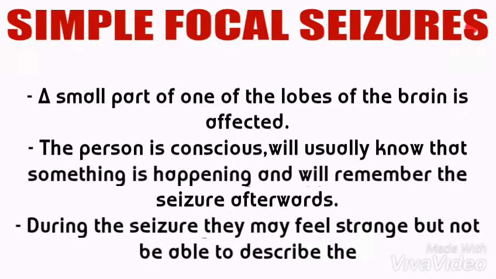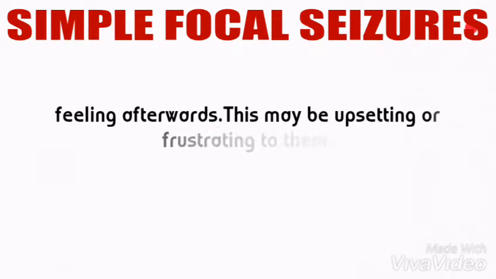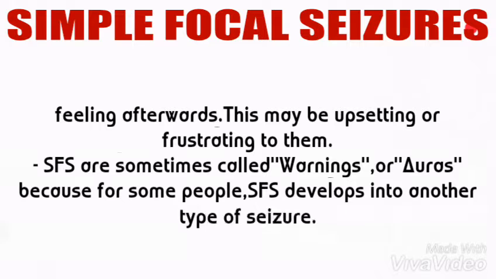Simple focal seizures. A small part of one of the lobes of the brain is affected. The person is conscious, will usually know that something is happening and will remember the seizure afterwards. During the seizure, they may feel strange but not be able to describe the feeling afterwards. This may be upsetting or frustrating to them. Simple focal seizures are sometimes called warnings or auras because for some people, simple focal seizures develop into another type of seizure.